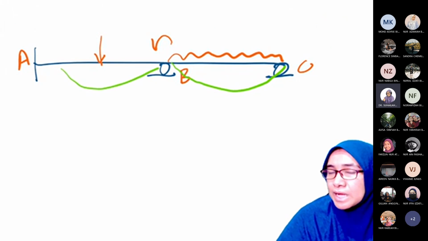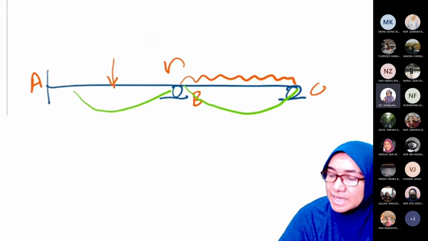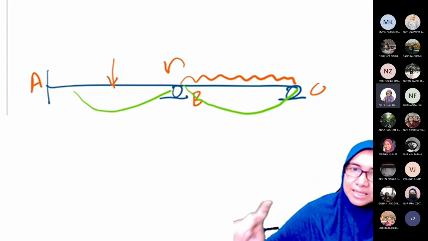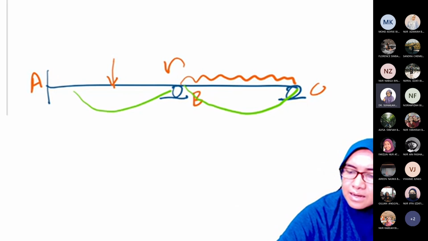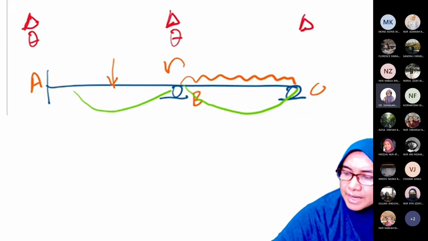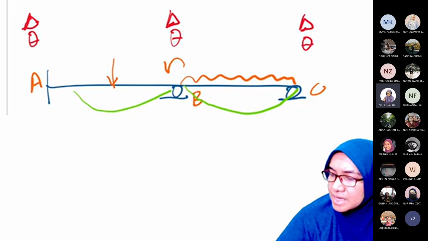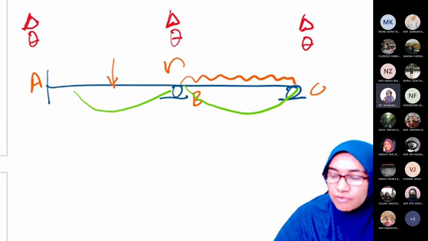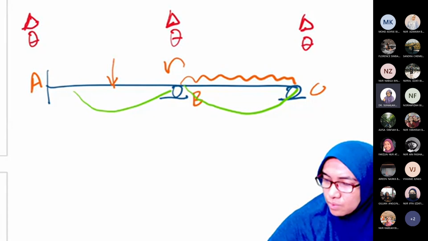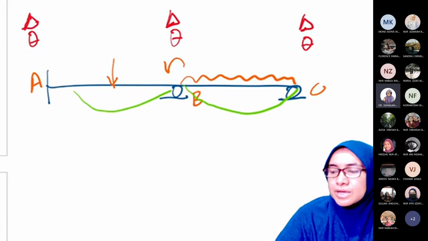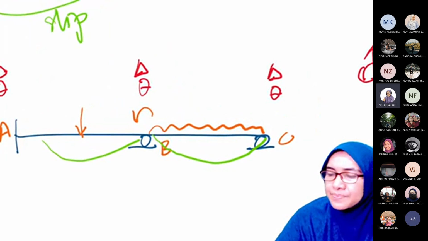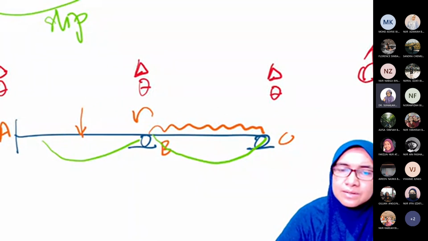Okay, actually bila kita boleh sketch this deflection, dia akan guide us untuk identify between delta and theta. So setiap node ni dia akan ada delta, dia akan ada theta. Delta and theta. So what is delta and theta ni? It is degree of freedom in y direction and z direction. So in y direction is delta, z direction theta.